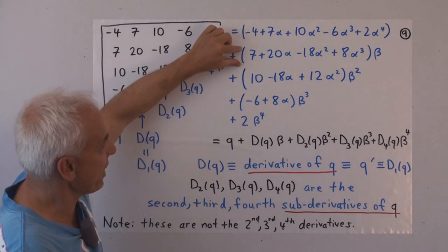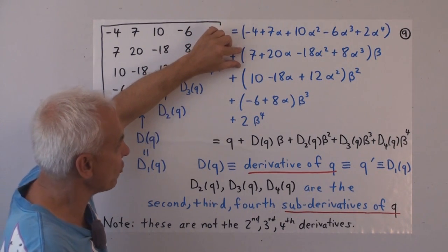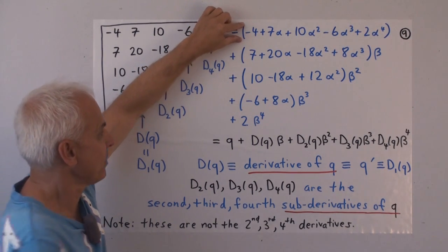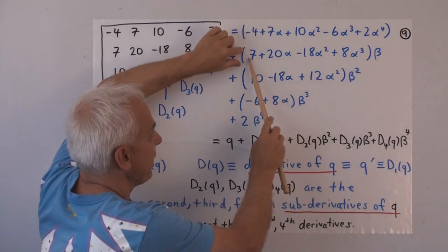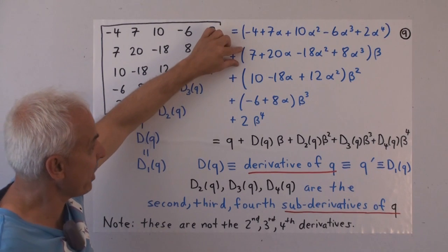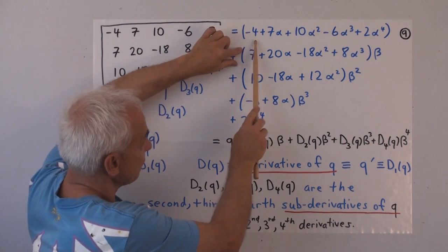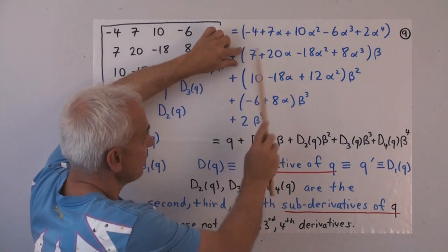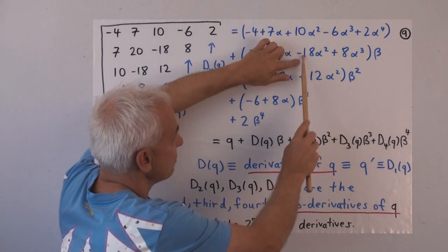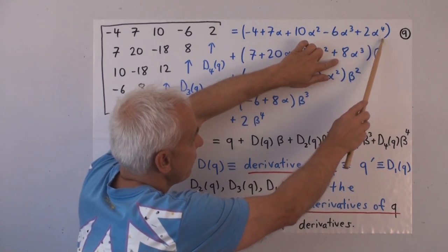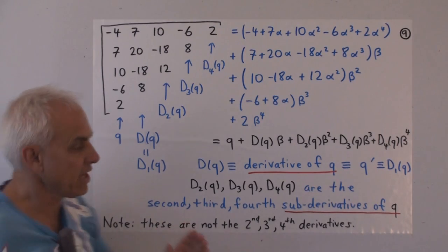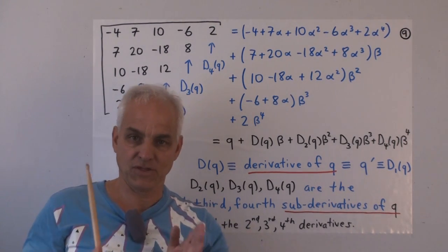So this first one that appears is called the derivative of the original q. So there is q, and there is the derivative. And those of you who have done some calculus will recognize that it really is the derivative. If you take the derivative of this, the minus 4 is killed. The derivative of this is 7. The derivative of this is 20 alpha. The derivative here is minus 18 alpha squared. And the derivative of this is 8 alpha cubed. But the point is that we can define the derivative this way.